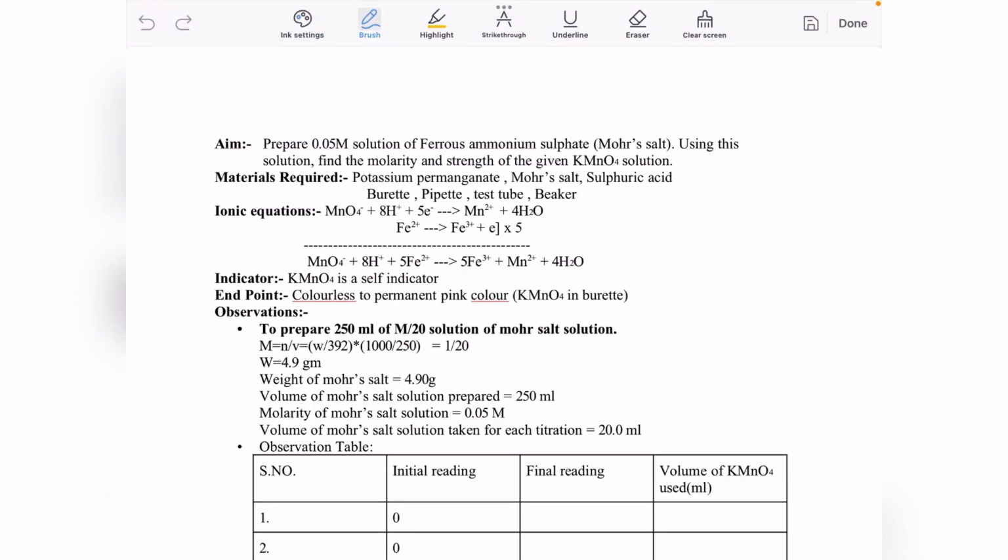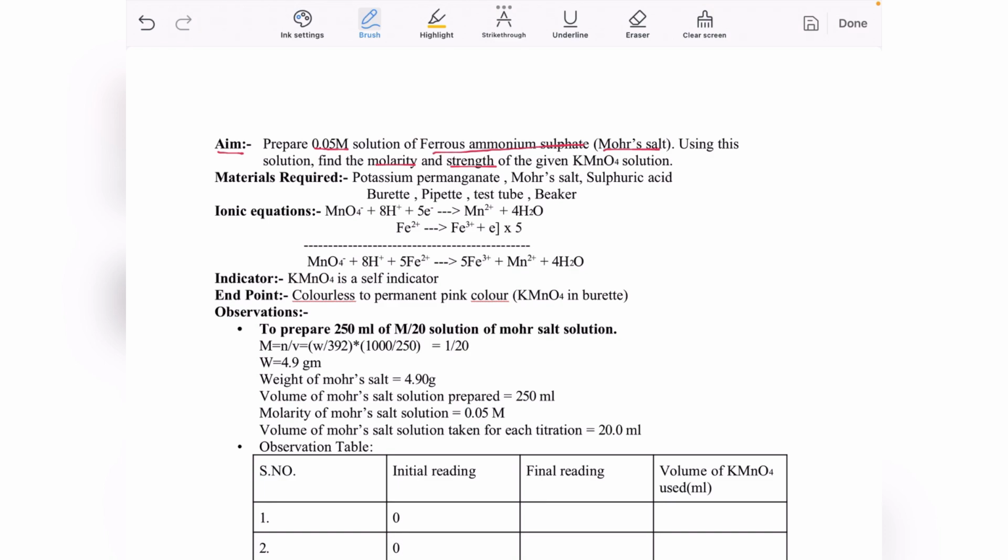Hello everyone. Let us discuss the stepwise approach for titration. So let's start. Aim: to prepare M/20 solution of ferrous ammonium sulfate, which is Mohr salt. Using this solution, find the molarity and strength of the given KMnO4 solution.